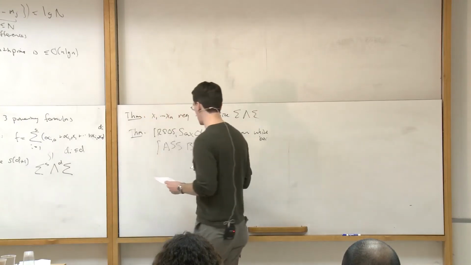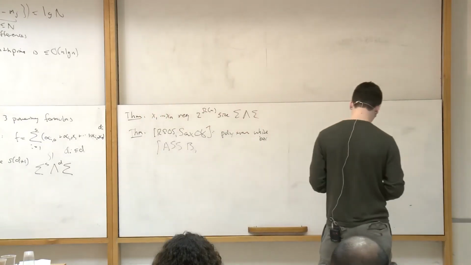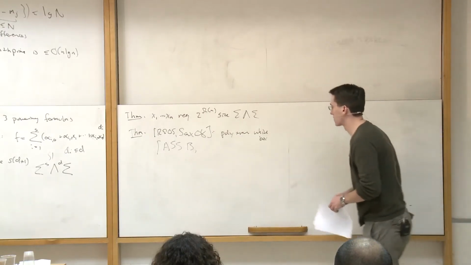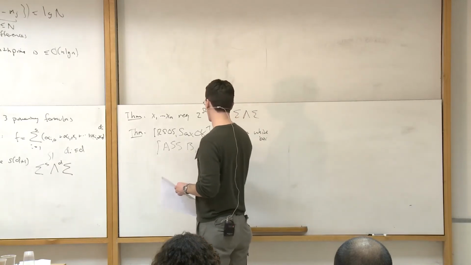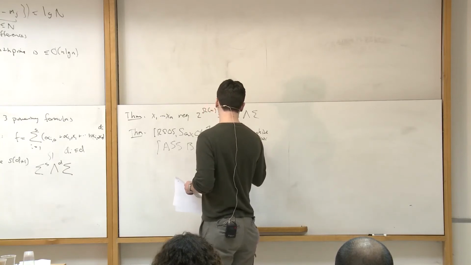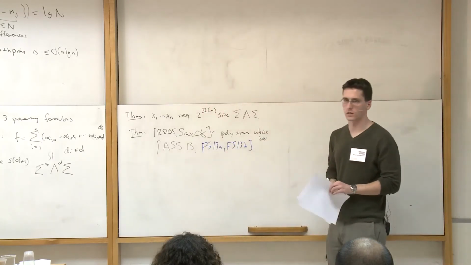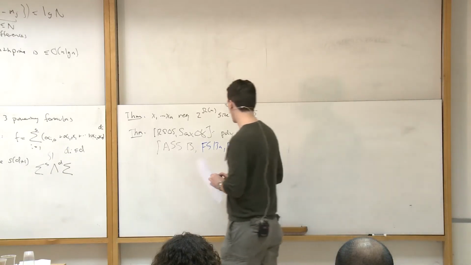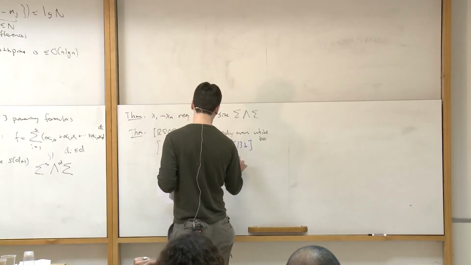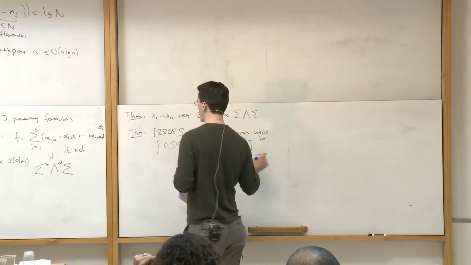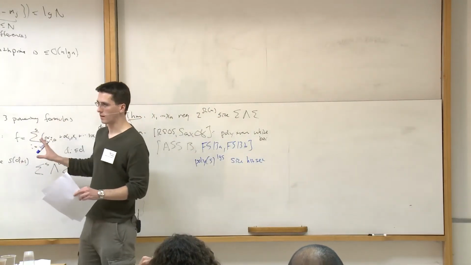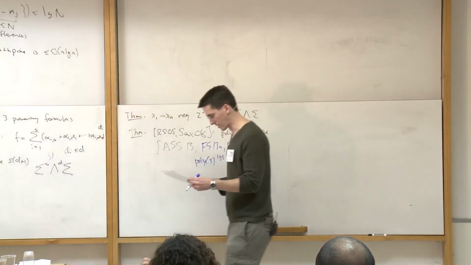There's work of ASS in 13. There's work of myself and Amir in 13A and then 13B. These 3 different works use different methods, and they all show a polynomial in S to the log S size hitting set. I'm sorry, I'm not going to be able to fix this: I'm going to use S for size and also the top fan-in. That's an abuse of notation. Consider yourselves abused.